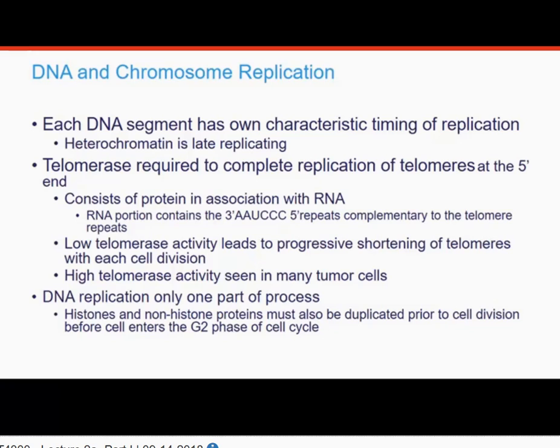So then, going on, telomerase is another protein in the nucleus that's required to complete replication of the telomere. So it doesn't just start at one end and go to the other; the telomeres have to be replicated as well. With lower telomerase activity, you have progressive shortening of the telomeres with each cell division. And like I said, cancer cells with longer telomeres often have a high telomerase activity.